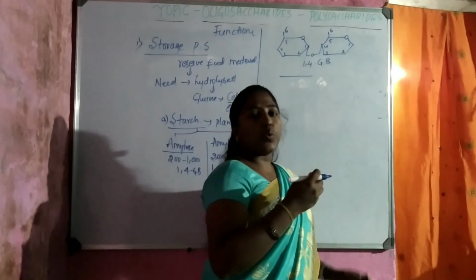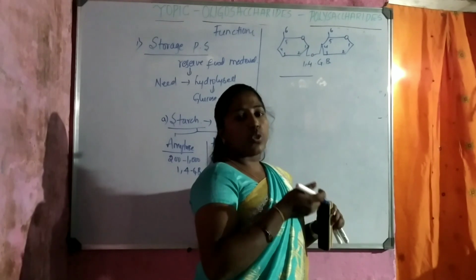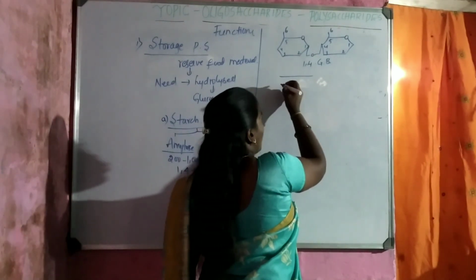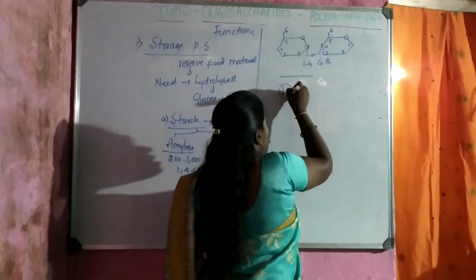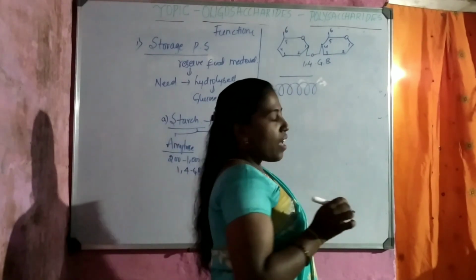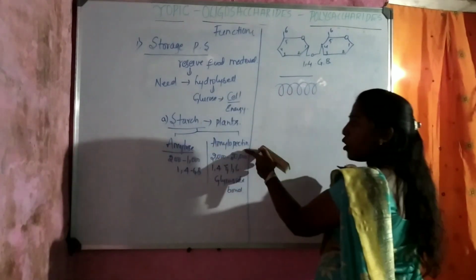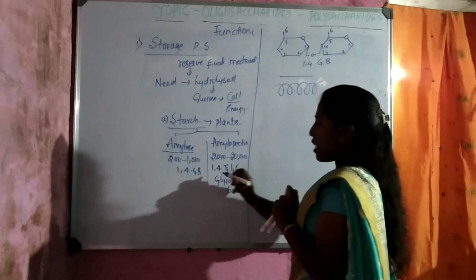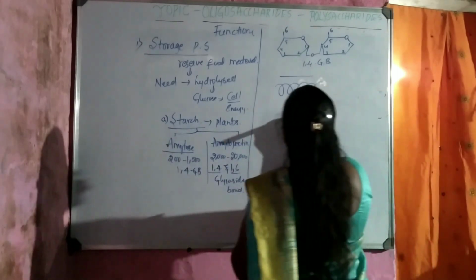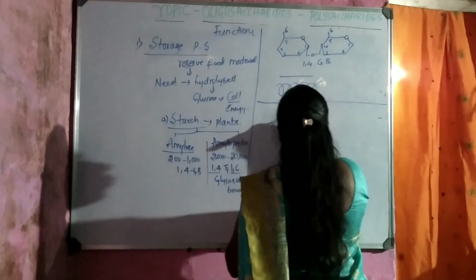Okay. Due to heavy coiling, you can find it as a helix. This linear structure, due to heavy coiling, forms a helix in the case of amylose. Whereas amylopectin has 1,4 as well as 1,6 glycosidic bonds. So what happens in the case of amylopectin?